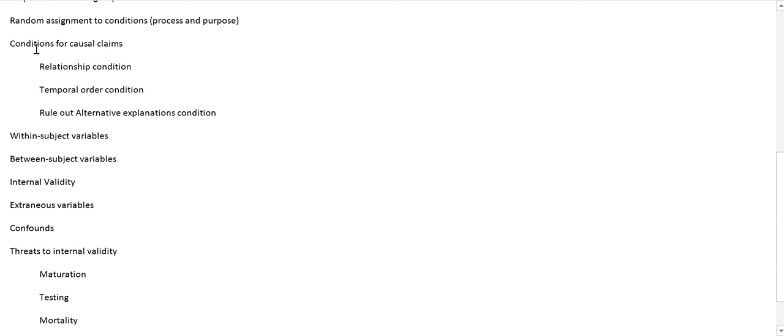We also talked about the conditions for causal claims. In order to make a causal claim, there are generally three conditions that need to be met. The first is the relationship condition: you have to show that your presumed causal variable is related to the presumed outcome variable. If you think X causes Y, but you can't even show that X is related to Y, you're going to have a hard time making a causal claim. You're not going to be able to move forward from there. So first you have to show that the two variables are related.